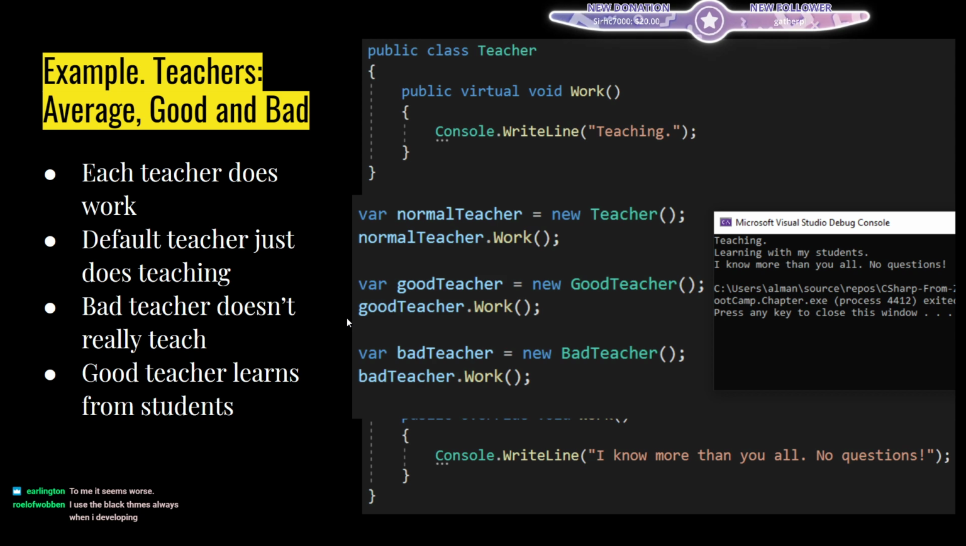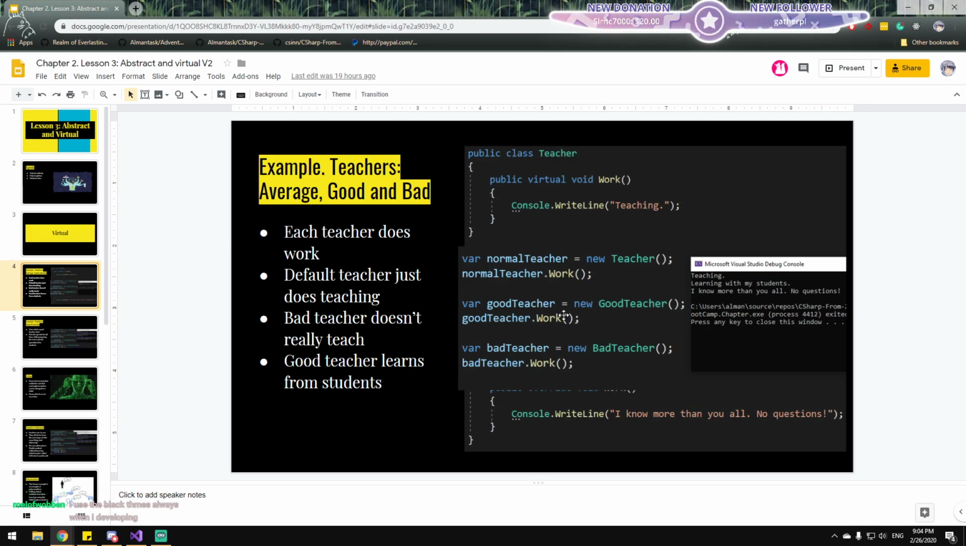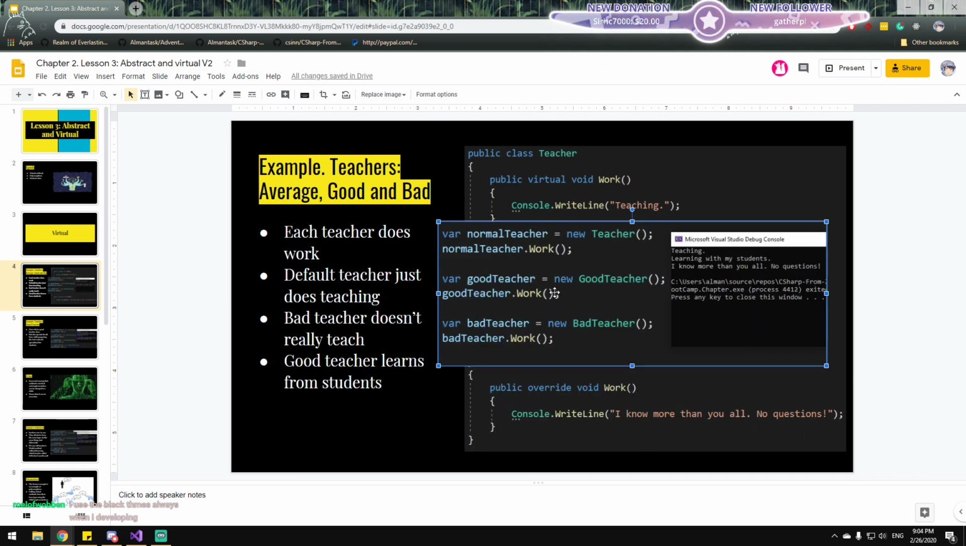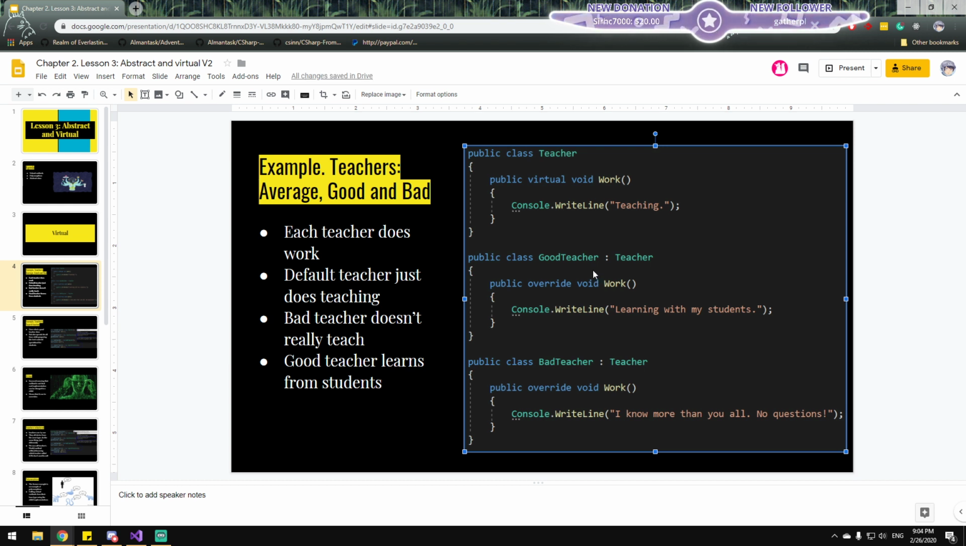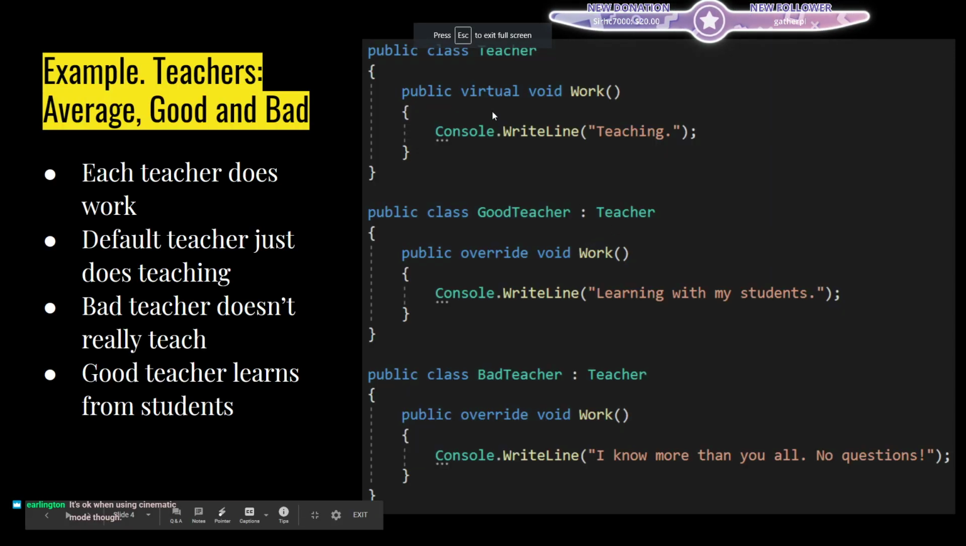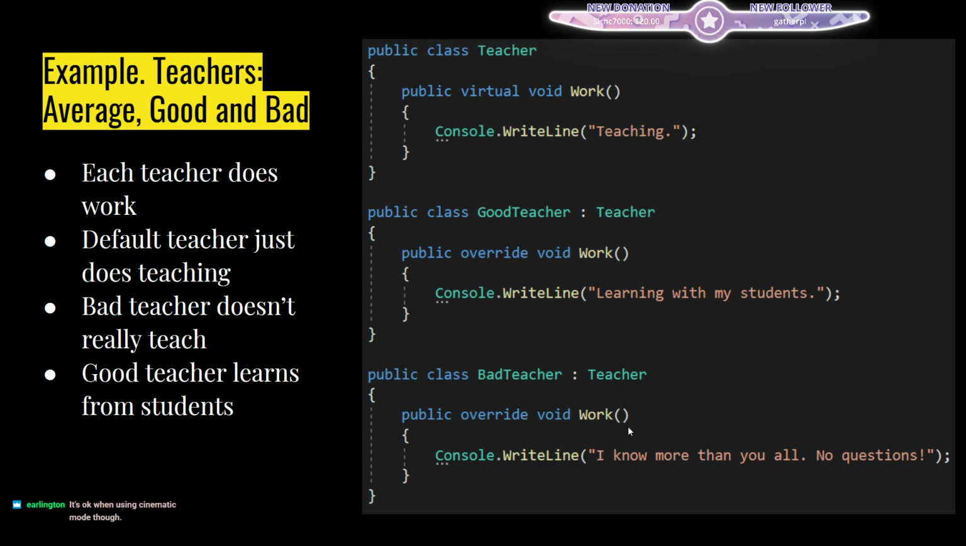Oh no, animations. So the example, I'll have it this way. We have 3 classes: teacher, good teacher, and bad teacher. Teacher works, so he has method work. So teacher has method work, a good teacher has method work, and bad teacher also has method work. So they all do the same thing, but they all do that thing differently.